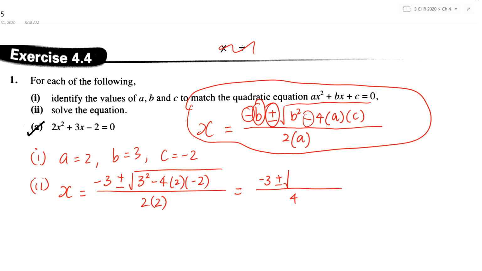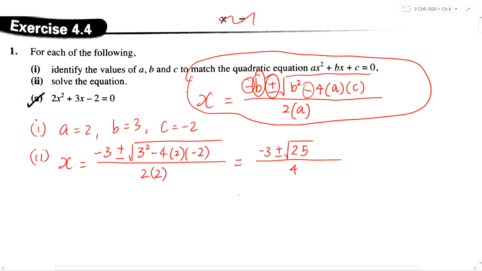3 squared. Then copy down exactly minus 4 times 2 times negative 2. Right? Can't really see clearly, but I'm keying in exactly what I see in the square root. And this gives me 25. So inside the square root, it is 25. What is the square root of 25? 5. The square root of 25 is 5. Okay, we can simplify further. This gives us negative 3 plus minus 5 over 4.